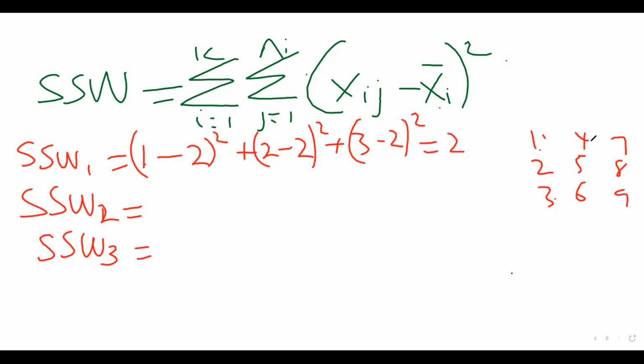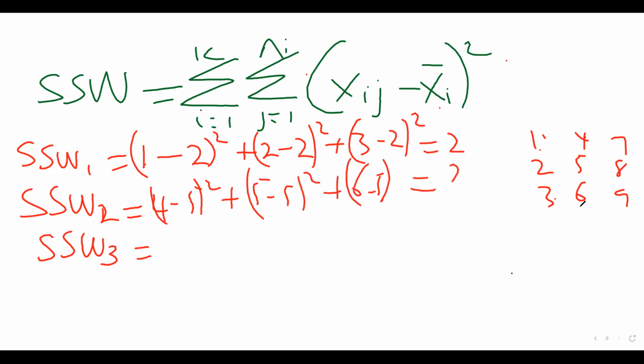So that one is going to be taking the 4 minus the mean in that group, which was 5, squared. Then 5 minus the mean in that group, which was 5, and then you square it. Then 6 minus the mean in that group, which was 5, and then you square it. Okay, so that's the same thing you do. So you get 4 minus 5, then you square it, plus 5 minus 5, you square it, plus 6 minus 5, you square it. That will also give you 2.